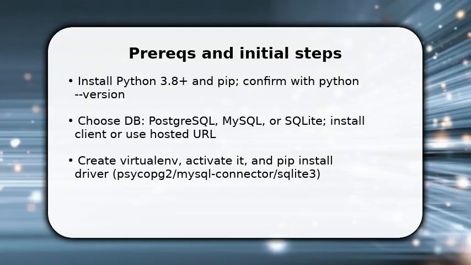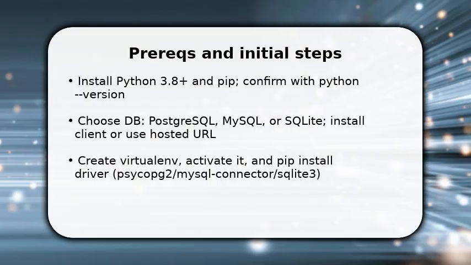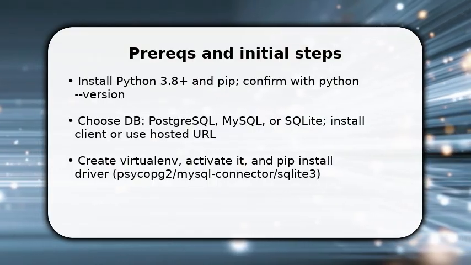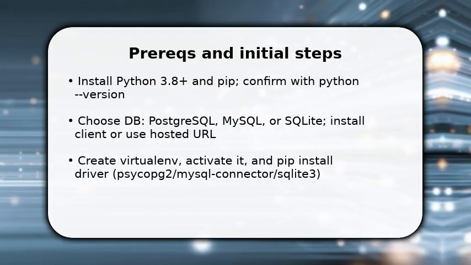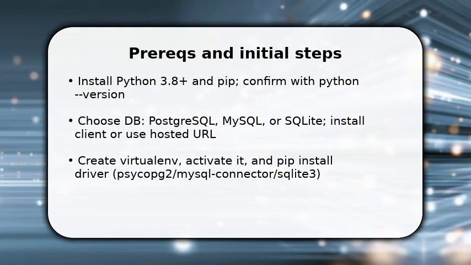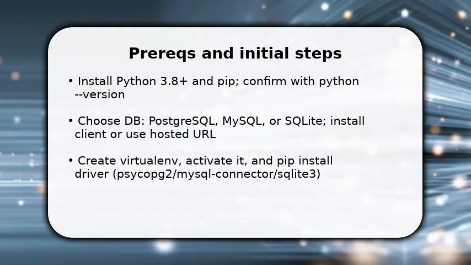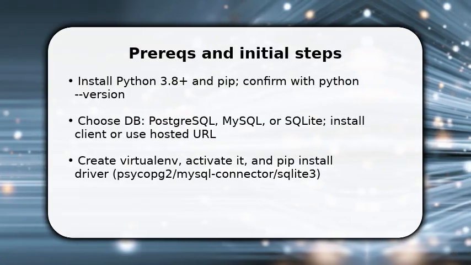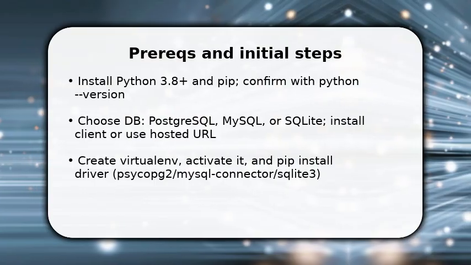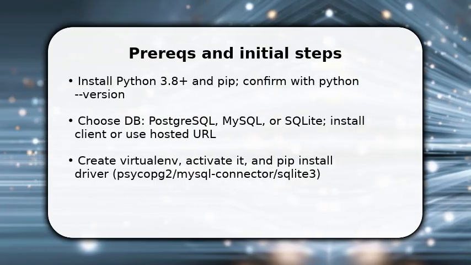You start by confirming prerequisites and taking the first actionable steps. Install Python and create a virtual environment so dependencies stay isolated. Once done, pick your database type, Postgres, MySQL, or SQLite, and install the matching Python driver with pip. Make sure to store credentials in environment variables rather than hard-coding them.